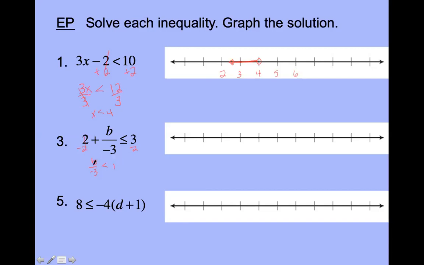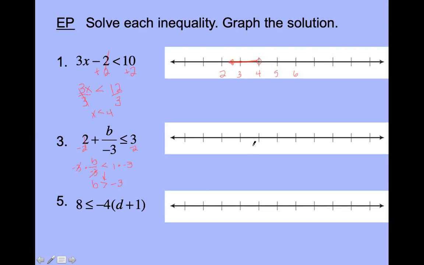All right, this is division. To undo division, I'm going to multiply. I am multiplying by a negative number. So I have to remember that when I multiply both sides by a negative, I need to reverse the inequality sign. So this becomes b is greater than 1 times negative 3, which is negative 3. Okay, so that's super important you remember that step.